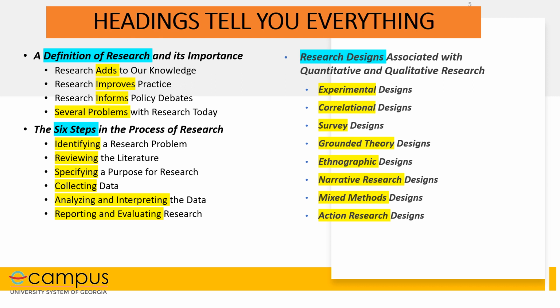The 6 steps include identifying a research problem, reviewing the literature, specifying a purpose for research, collecting data, analyzing and interpreting the data, and reporting and evaluating research. So just as in the previous example, the headings in a textbook actually provide a blueprint for how to acquire the information and how to recall the information.